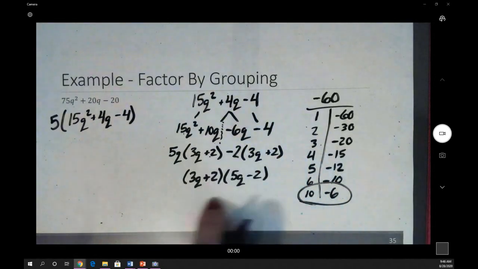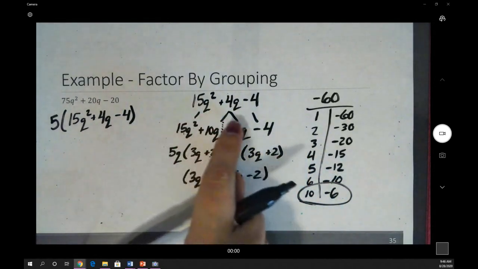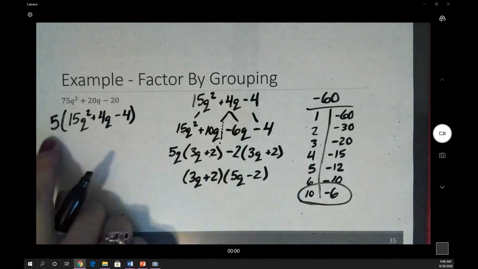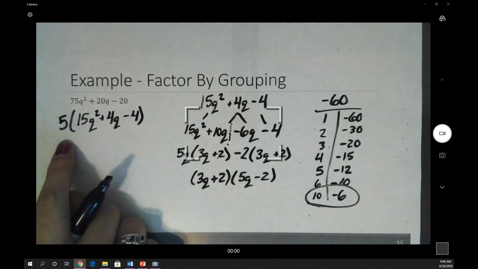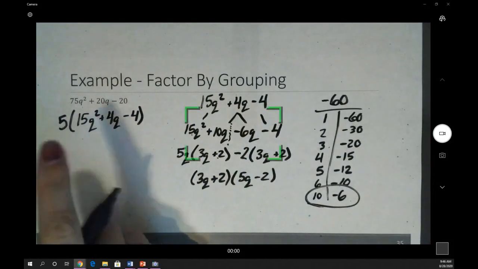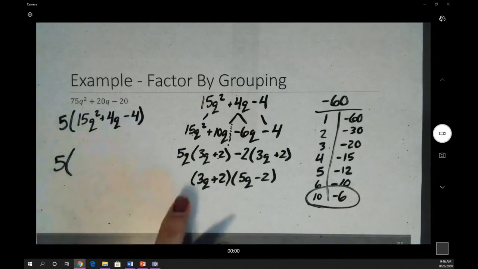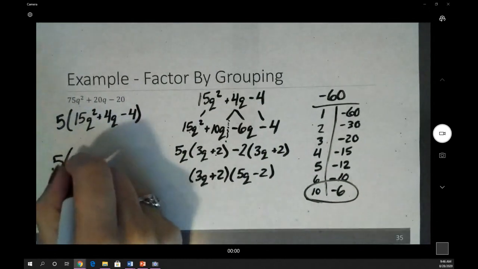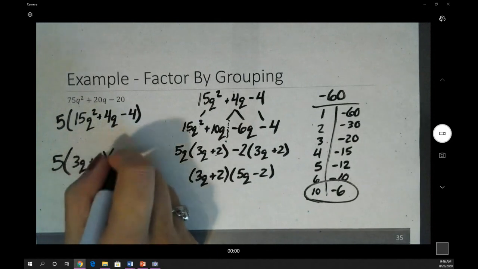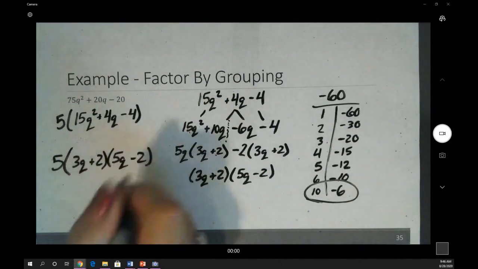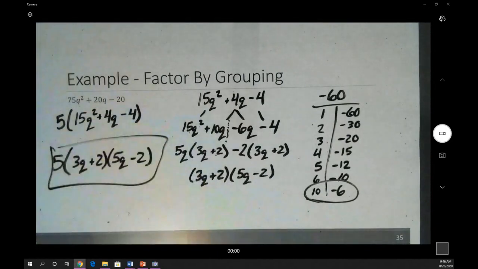But remember, this is just the 15q squared plus 4q minus 4. We factored out a 5 out front in the very beginning. We can't forget that 5. So the final answer we're looking for is the 5 out front times our 3q plus 2 times 5q minus 2. That's the answer we're looking for.